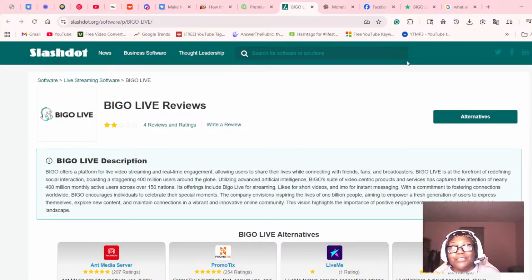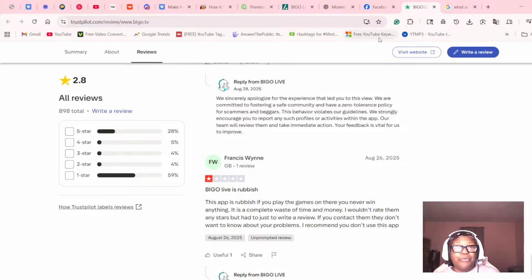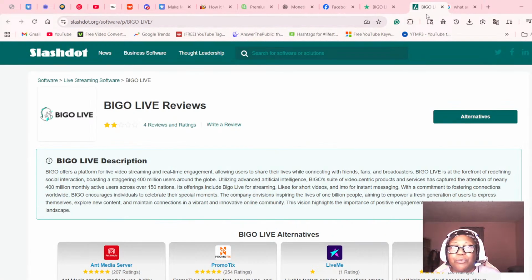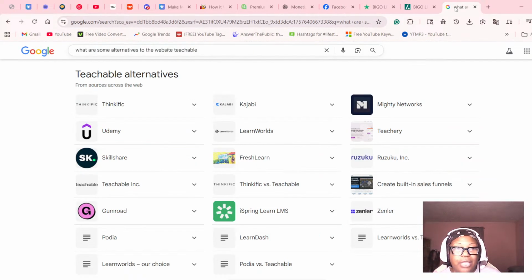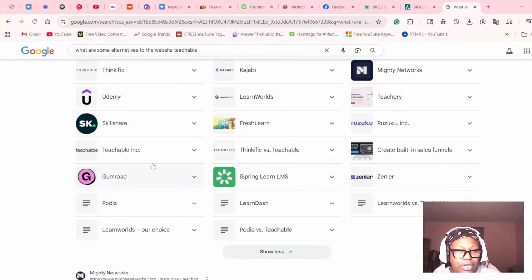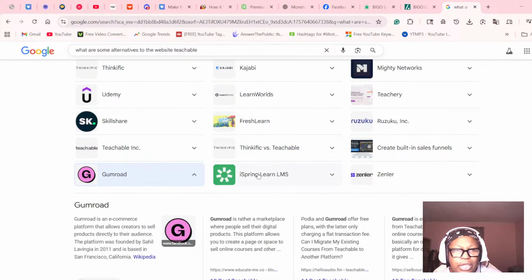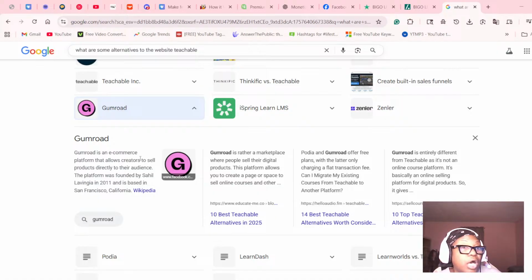And then everything else that I have pulled up here pertains to Bigo, because I have a video to do. I told you guys about the teaching alternatives that they had up here, like you can use Gumroad and this and the third. Now, Gumroad is an e-commerce platform that allows creators to sell products directly to their audience. So that's what I was using it for. Gumroad is not necessarily where you teach, but it's where you sell, and people shop there as well.